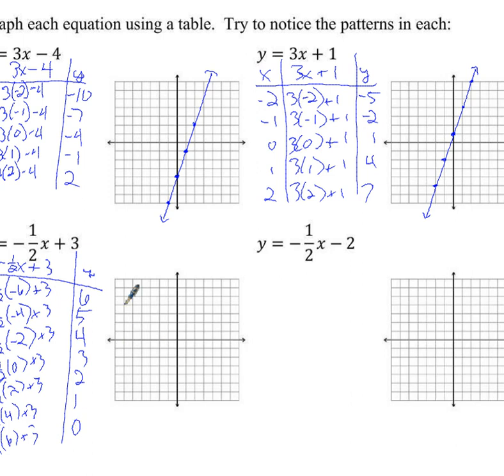We have negative 6, positive 6. We have negative 4, positive 5, which is there. We have negative 2, positive 4. We have 0, 3. We have positive 2, positive 2. And then we have positive 4, positive 1, and then finally we have 6, 0. So, looks like a line, draw it in there.